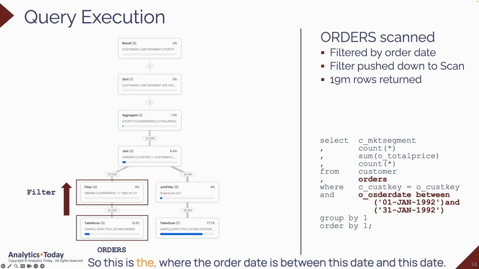So this is where the order date is between this date and this date. And as I've said before, it actually shows 19 million going out. In fact, if we were to execute the count star of here, I'm sure you'd find a lot more than 19 million rows, because that filter is being pushed down into this step. It's just represented here as a separate filter operation.